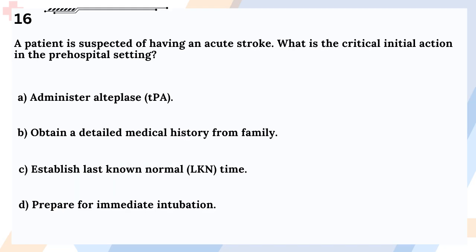Question 16. A patient is suspected of having an acute stroke. What is the critical initial action in the pre-hospital setting? A. Administer alteplase, TPA. B. Obtain a detailed medical history from family. C. Establish last known normal, LKN, time. D. Prepare for immediate intubation.